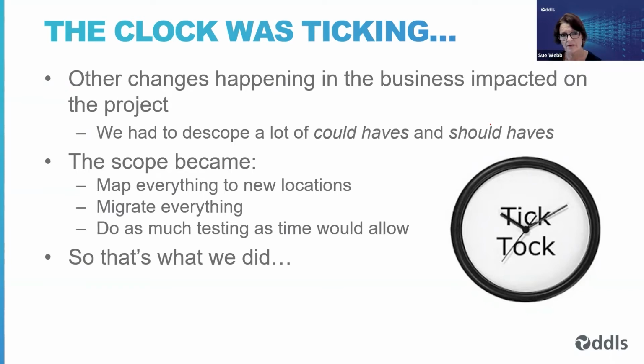And what ended up happening was we ended up having to de-scope a lot of the could-haves and should-haves. So the scope then became much more simple. It was basically, let's map everything to its new locations. Let's migrate everything using the migration tools that we had. And we'll do as much testing as time would allow. So that's what we did.